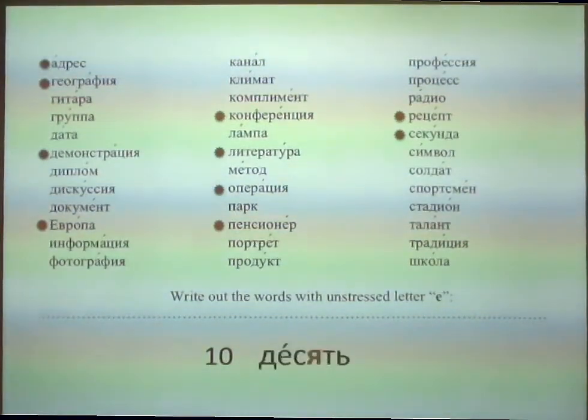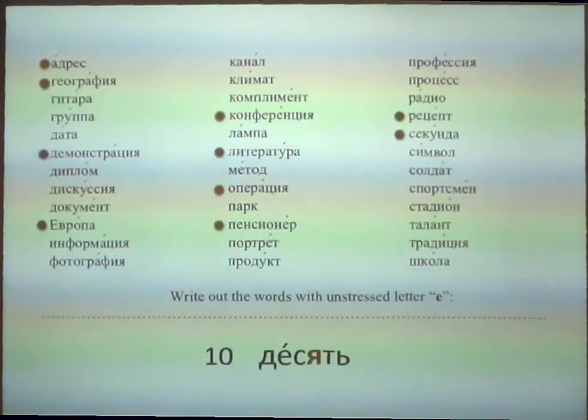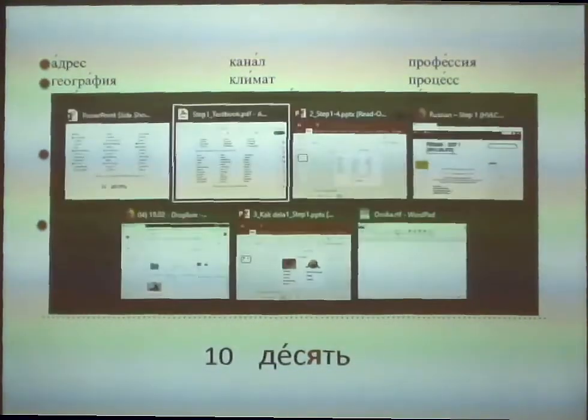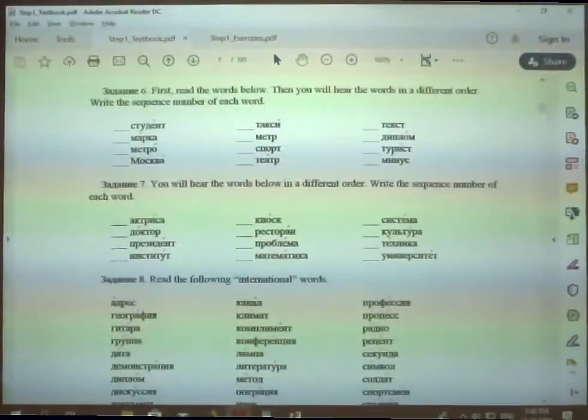10 по-русски десять. We write it Д, Е, С, Я, Т, мягкий знак. Letter Е is stressed, so we say Д, Е, but unstressed letter Я in the middle of the word is pronounced like И, like unstressed Е. So here is десять. 10. Десять значит 10.